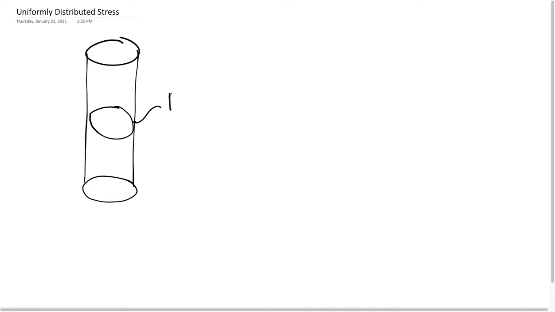its cross sections in the middle. I'm going to denote that as A. That's the cross section. And let's say I apply two forces, force F on top, force F on the bottom. One of the stresses that I can talk about within this scenario is known as the tensile stress. It's denoted as sigma. And sigma is the force over the area.